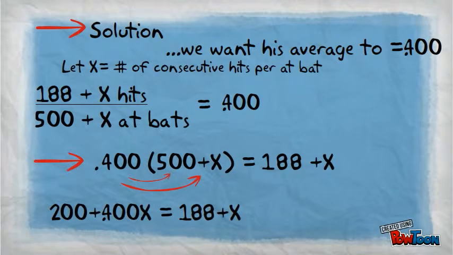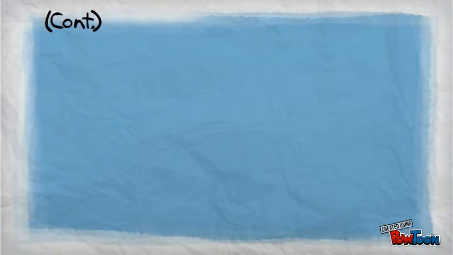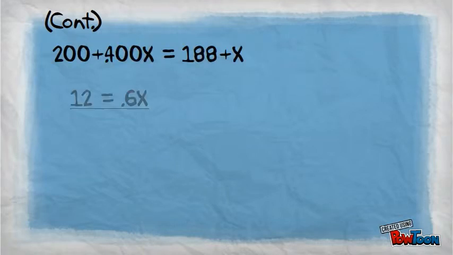So we have his old batting ratio with x added to each equal to .400. Then we cross-multiply and thus distribute the 400 onto the 500 plus x to get 200 plus 400x equals 188 plus x. We have a two-step equation.